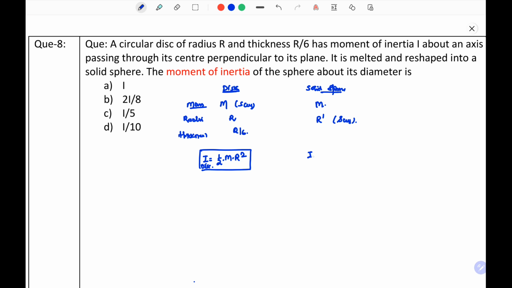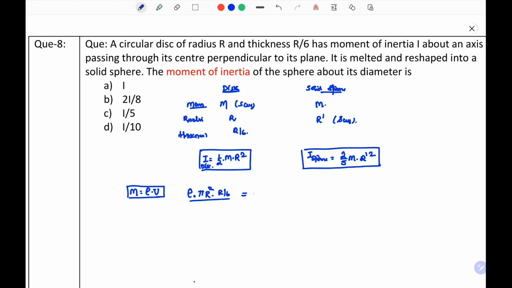Now, the moment of inertia of the sphere will be equal to 2 by 5 m into r dash square. So we have to relate this r dash. Because the mass is the same, we can write that mass equals density into volume. Therefore, for the disk, the density is the same, so it is rho into area, which is pi into r square, and the thickness is r by 6. So this is the mass of the disk.